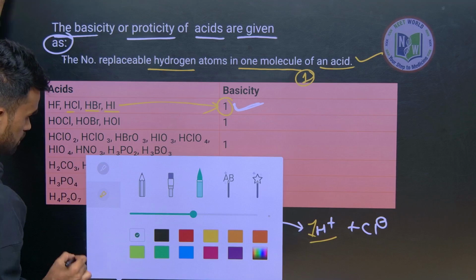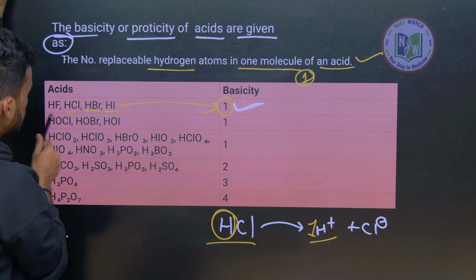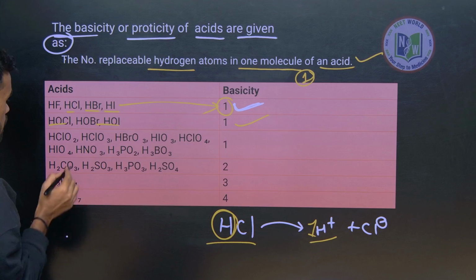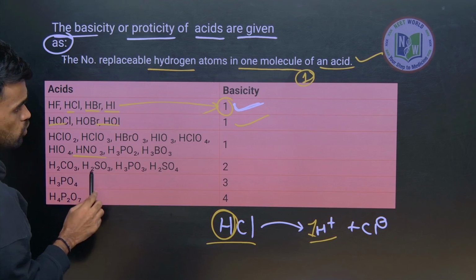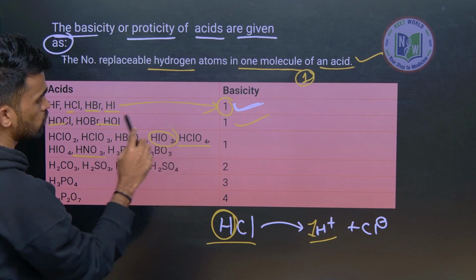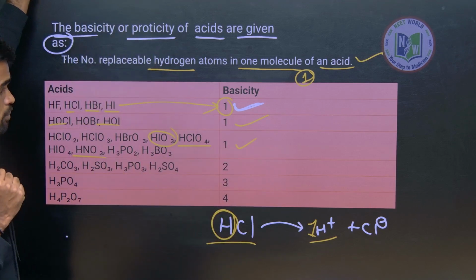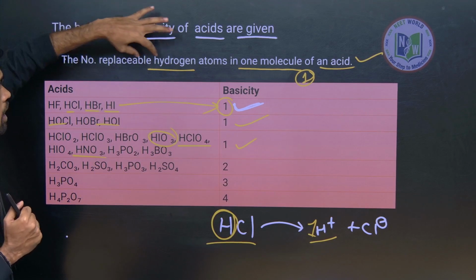Next, here we have HOCl, HOBr, all of them contain 1 H+ ion. Now here you can see HNO3, HClO4, HIO4, HIO3. These also contain 1 H+ ion. So the basicity or protocity is 1.